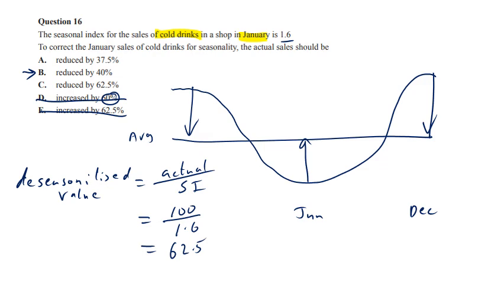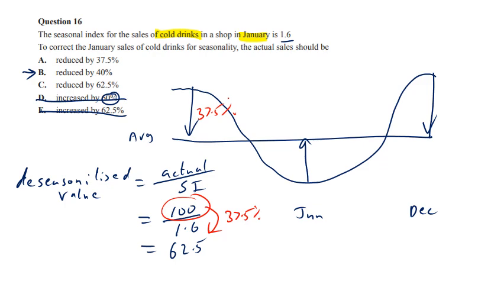No! We started at 100. Where did we start? We started at 100 and we went down to 62.5. So how do we get from 100 down to 62.5? We went down 37.5%. All right, so 37.5%. A lot of people did the 100 divided by 1.6 and then chose C, sucked in.